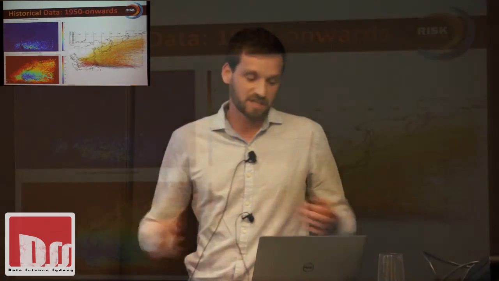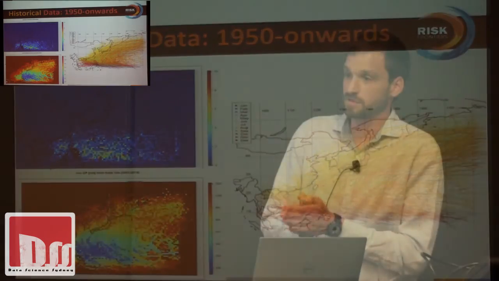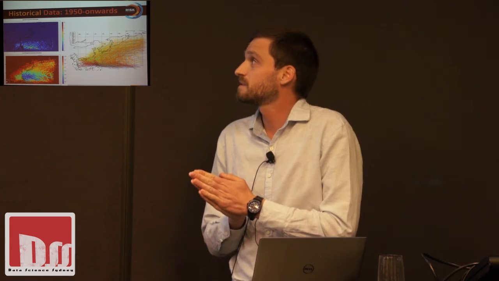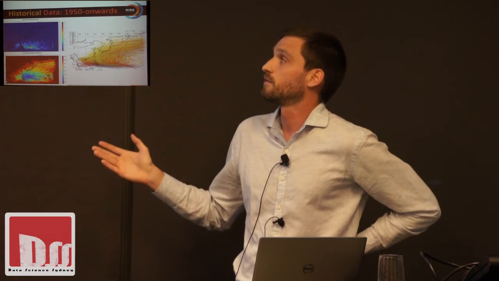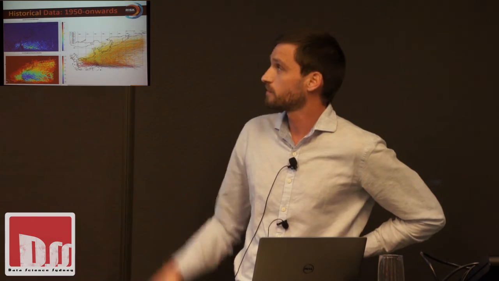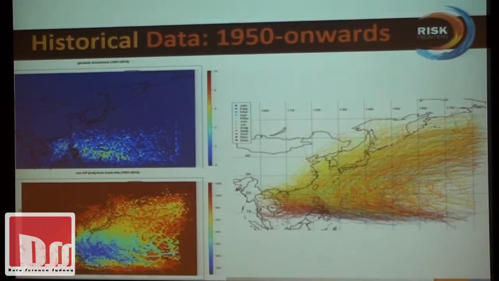So I'll try and explain how we do this. Okay, the starting point is historical data, because that's all we know, really. When we talk about historical data, we usually consider that we can rely on things after the 50s. So in that case, I've taken every track from the Japan Meteorological Agency, from 1950 and onwards. This is what you have on the plot on the right, every single track that occurred, and the colors are referring to the month at which they occurred.